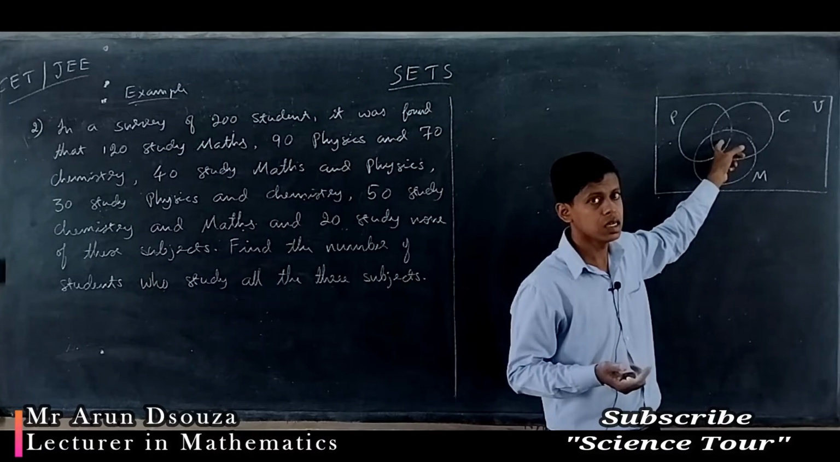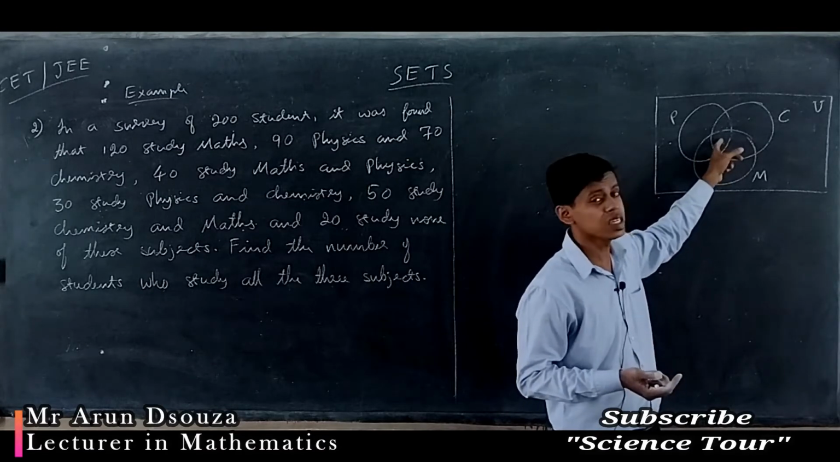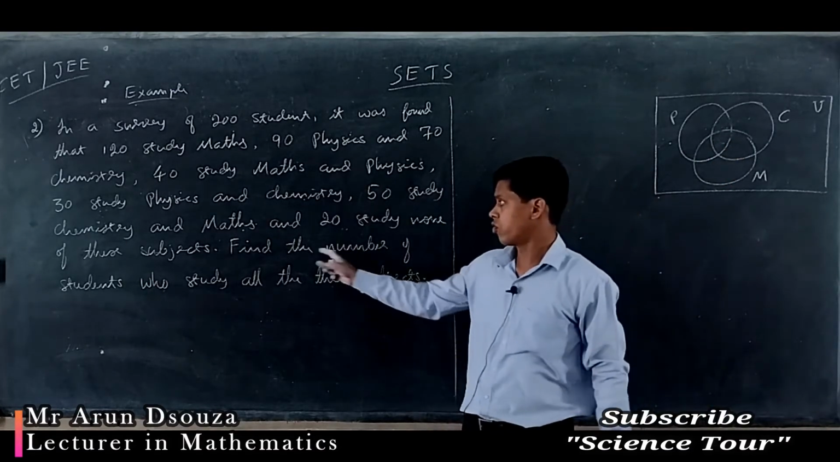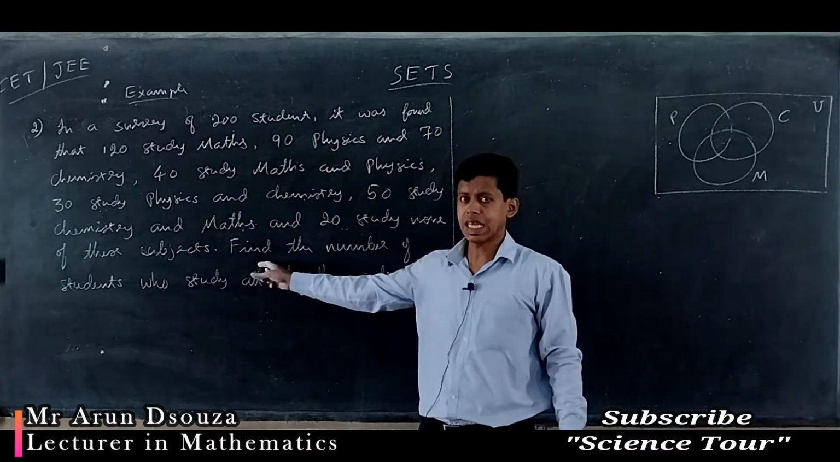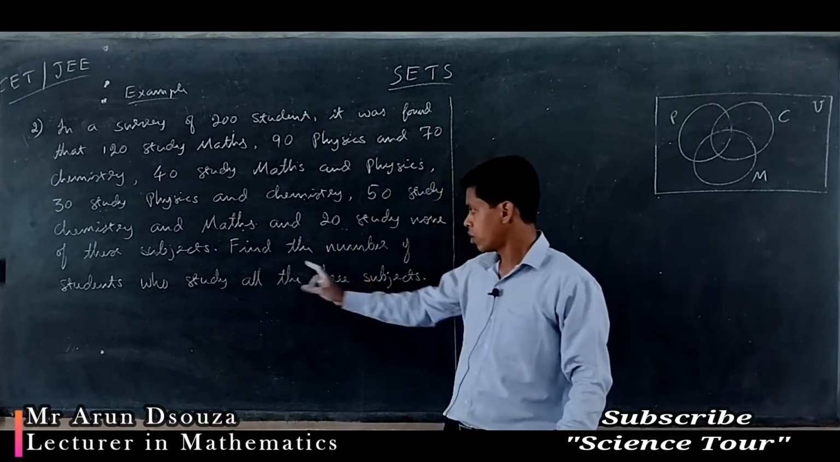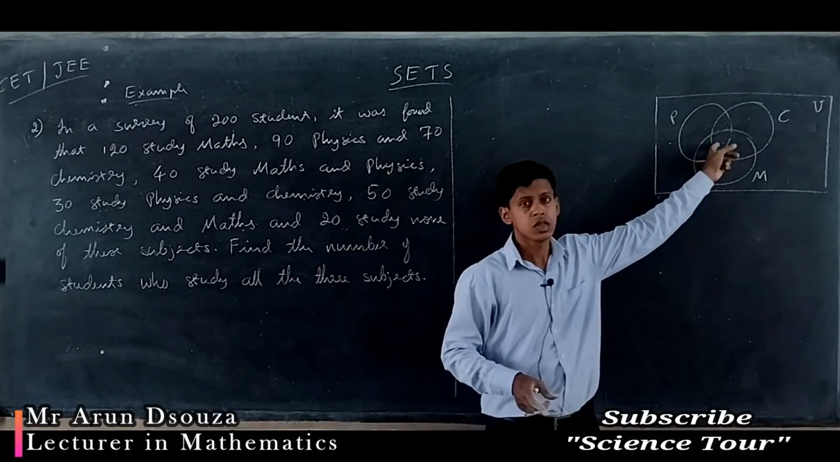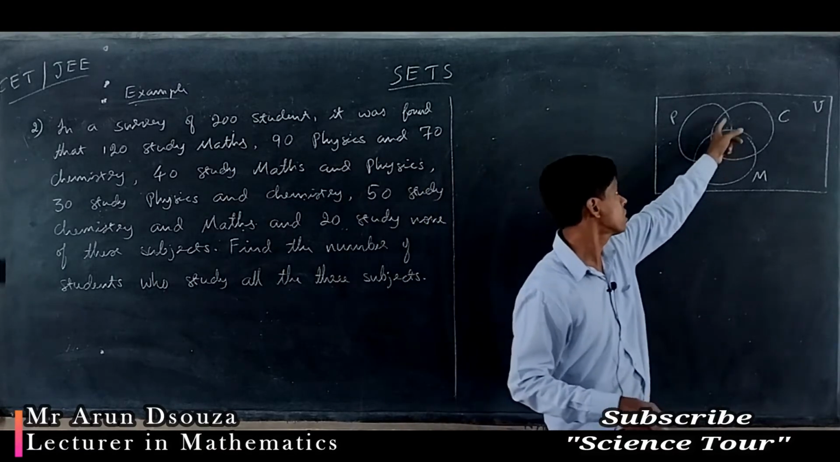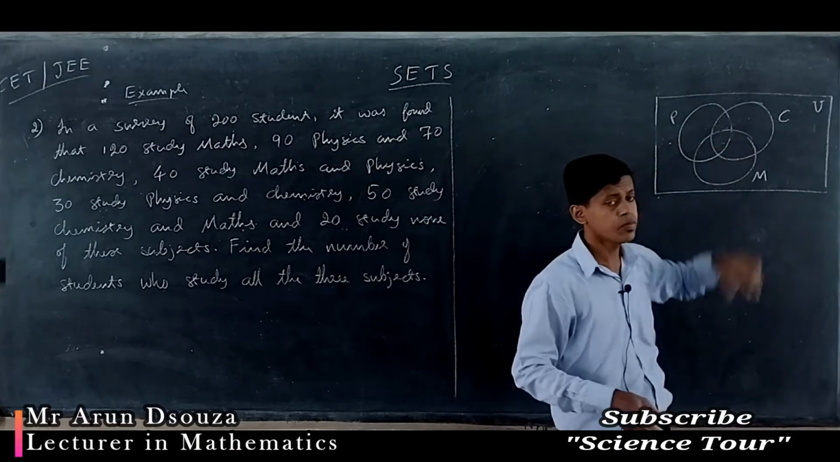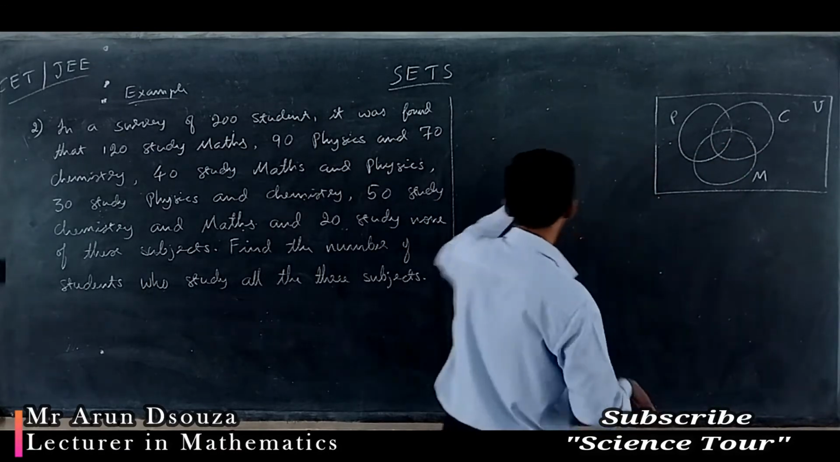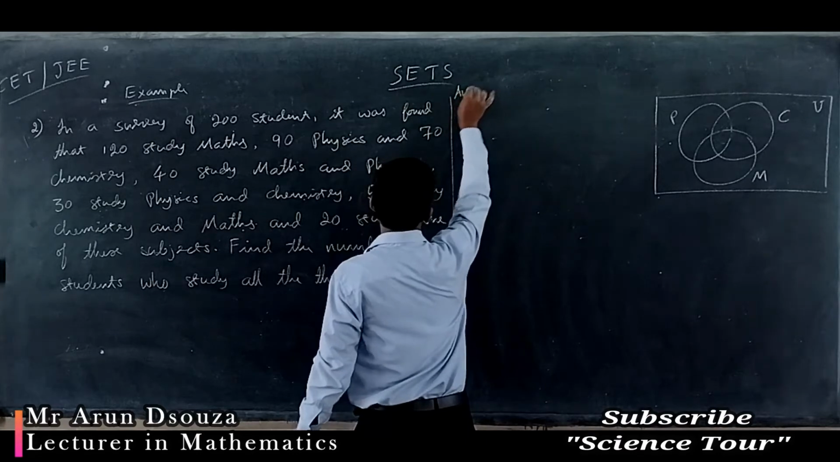So this is the number of students who study all the three subjects, and you have to find exactly that. Find the number of students who study all the three subjects, that means this common region. Without the knowledge of this common region, it's difficult to fill those places. We can try, but let us list the given data first.